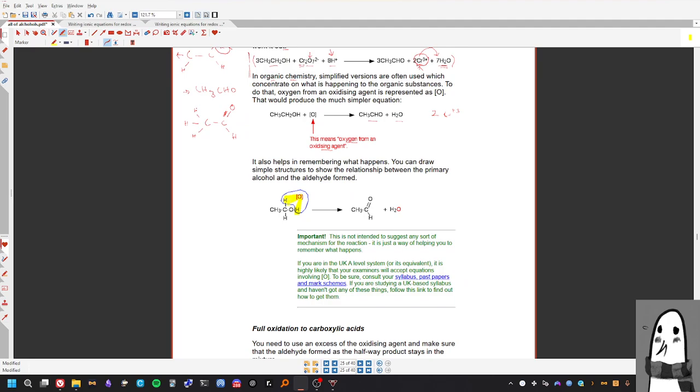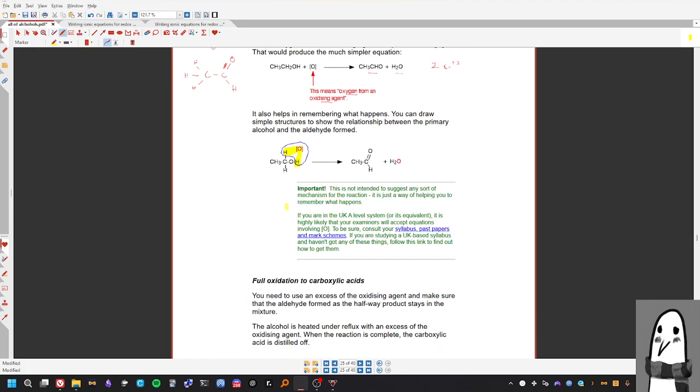Now, this is not intended to suggest any sort of mechanism for this reaction. It's just a simple way to help you understand or remember what happens. If you are in the UK level system, it is highly likely that your examiners will accept equations using that oxidizing agent. Consult your syllabus.